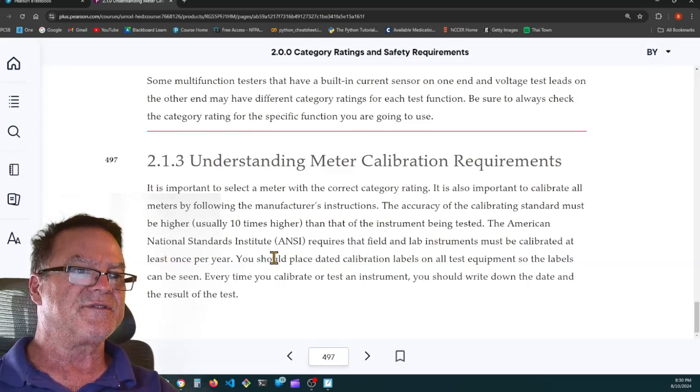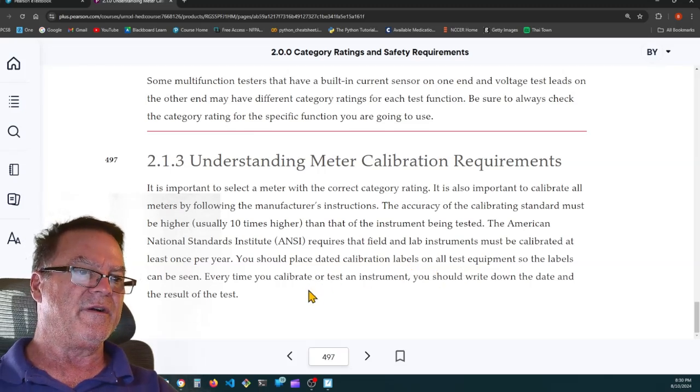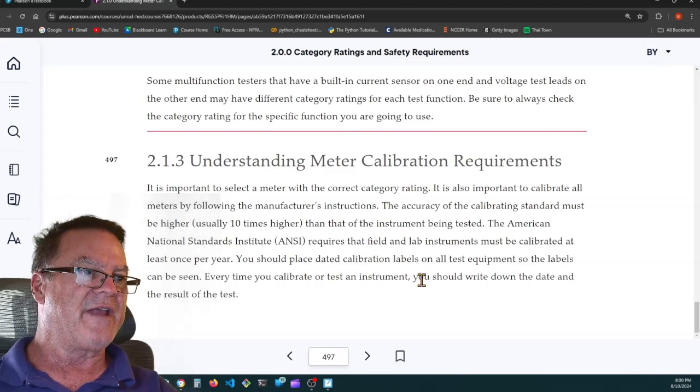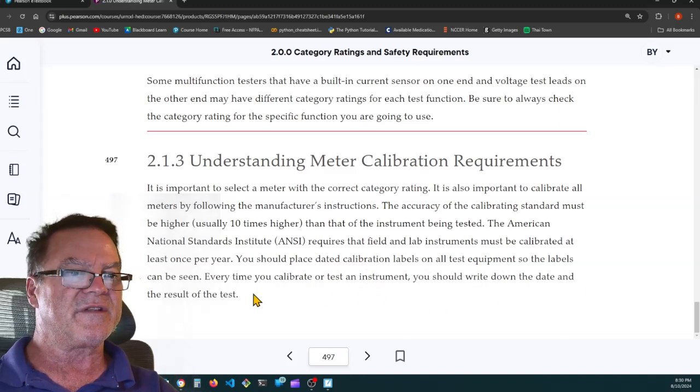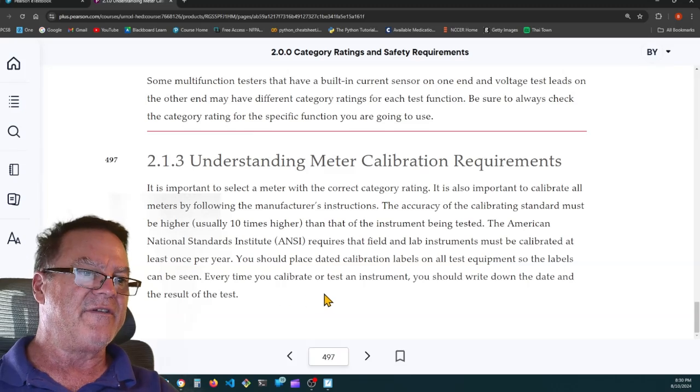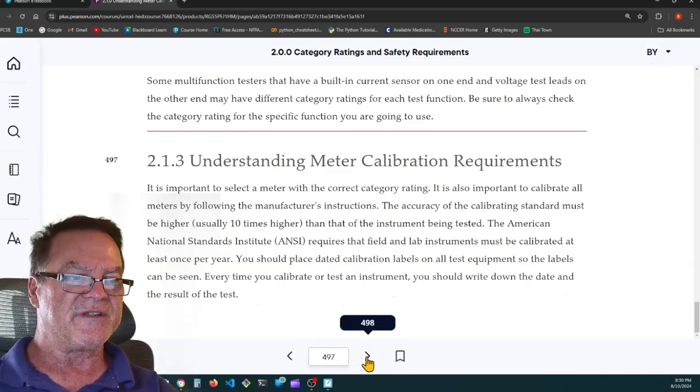The American National Standards Institute requires that field and lab instruments be calibrated at least once per year. You should place dated calibration labels on all equipment so that the label can be seen. Every time you calibrate or test an instrument, you should write down the date and the result of the test.